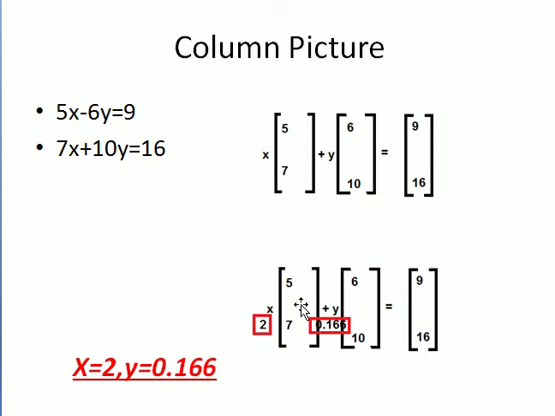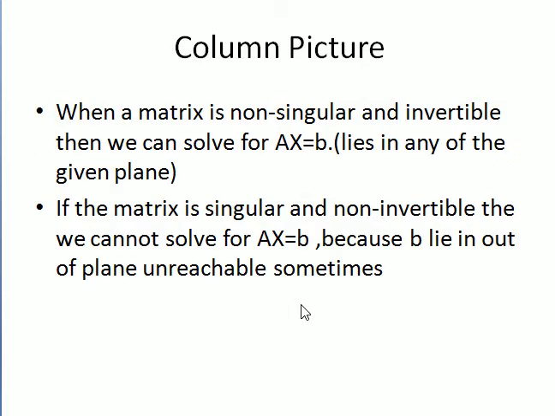Now if we move to higher dimensions, where things are very difficult to visualize, then what will we do? So there comes the solution. In the column picture, if it is a three dimension matrix, then you have to consider this. When a matrix is non-singular and invertible, then we can solve for Ax is equal to B that lies in any of the given planes, in the 3D case any of the three planes. If a matrix is singular and non-invertible, then we cannot solve for Ax is equal to B because B lies out of the plane, so sometimes it is unreachable.